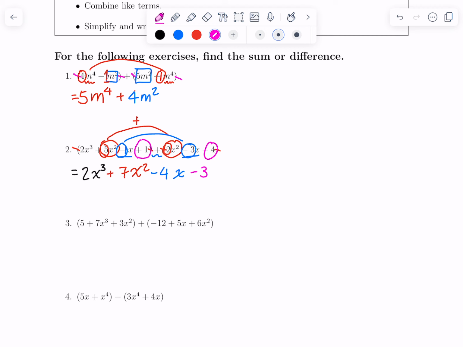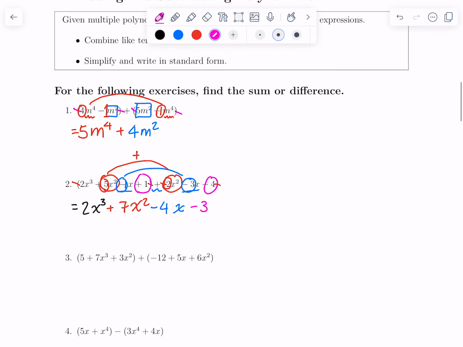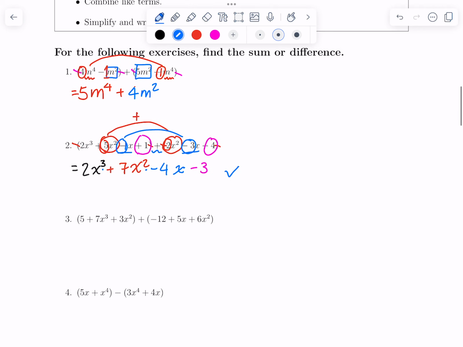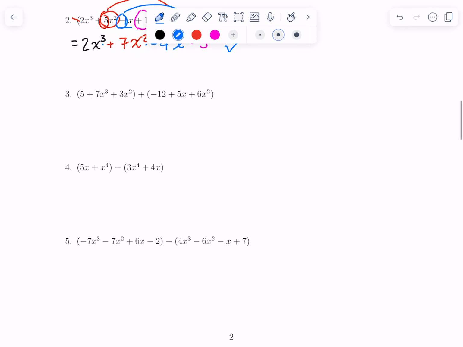And we are going to double check as well. Did we write it in standard form, which means from the highest degree to the lowest? The highest power over here is 3, 2, 1, constant, so we're good to go. You're going to give it a try for question 3, so pause the video and give it a try. And I'm going to continue with question 4 over here because this is a subtraction.